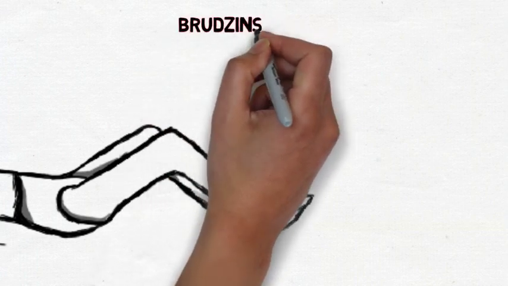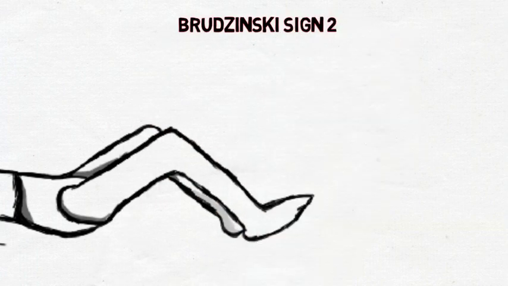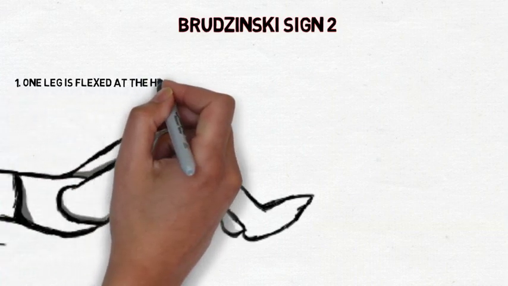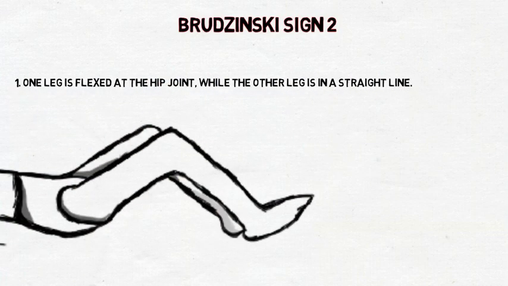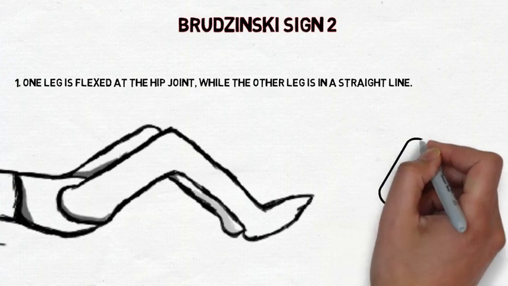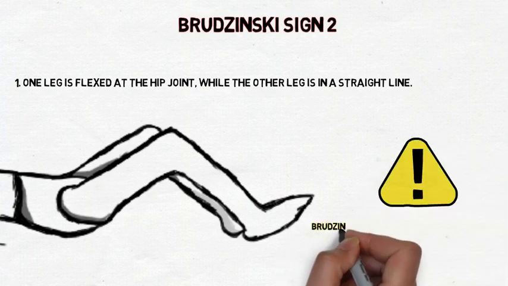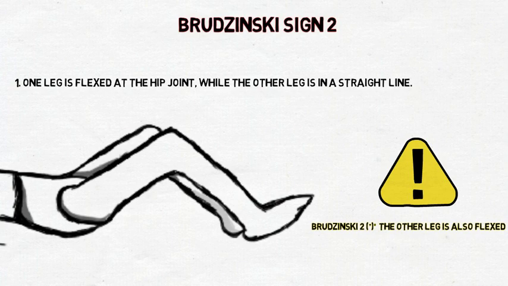And now we're talking about the second Brudzinski sign. One leg is flexed at the hip joint while the other leg is in a straight line. Caution: the Brudzinski sign is positive if the other leg is also flexed.